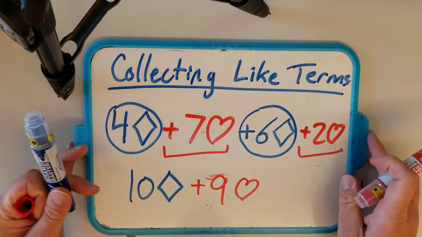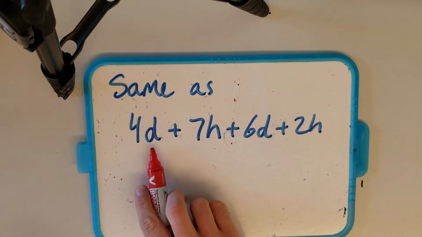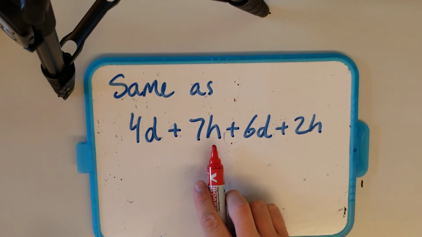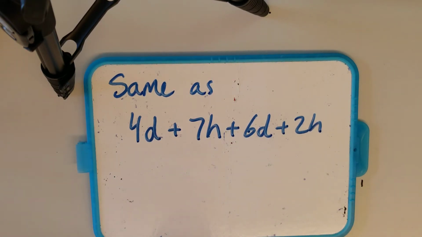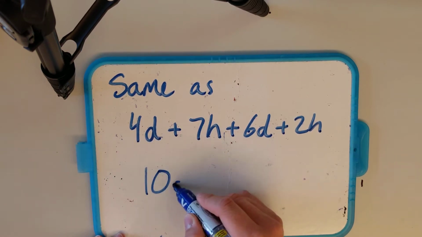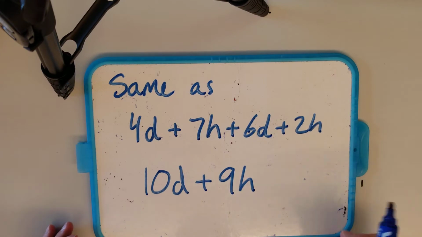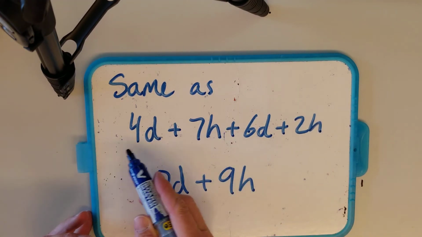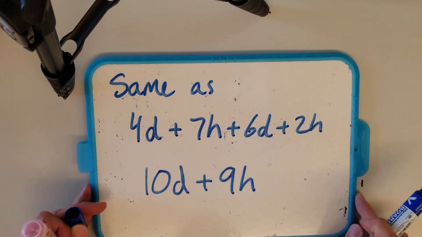Okay, so we're going to lead you through some examples, and I want you to practice them on your own. The first example is the same as the one that we just did. Instead of using diamonds and hearts and symbols, we've just replaced them with letters. So this is going to be the same answer as before, except using letters. We're going to have 10D plus 9H. Okay, a much nicer version of this long expression. This is better to work with.